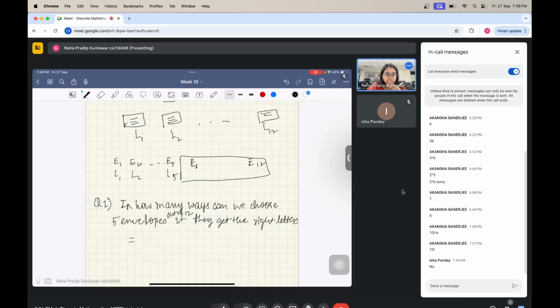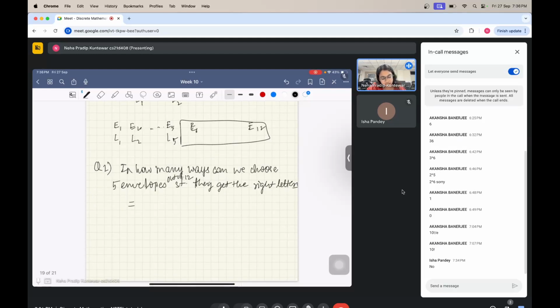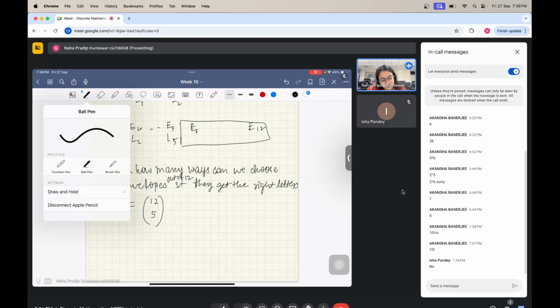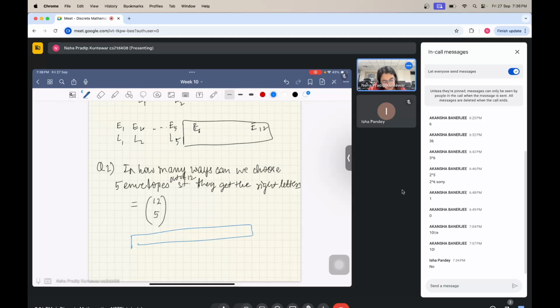This is nothing but 12 choose 5. It is not permutations but combinations, because it does not matter what the order is in which we are choosing the envelopes. As long as I have 5 envelopes, I'm fine with it. So you give me, from this set of 12 envelopes, a set of 5 that I know are going to get their own respective letters. And for the remaining 7, what I know for sure is none of them get their own letter.